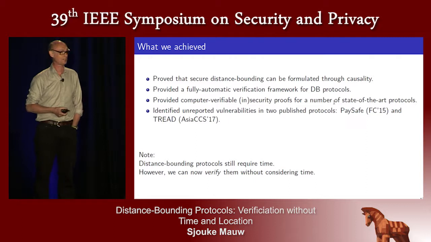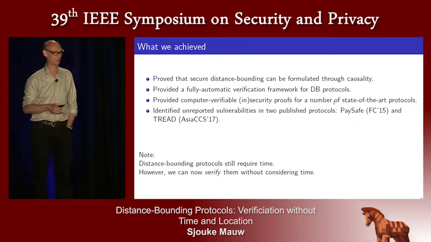To finalize, what we have achieved: we have formulated a variation of an existing property by using only causality, which allowed for fully automatic verification of distance bounding protocols. We provided verification of a set of existing protocols, and we found attacks in protocols PaySafe and Threat. And in fact, the Threat protocol was proven correct by the authors in a different formalism.